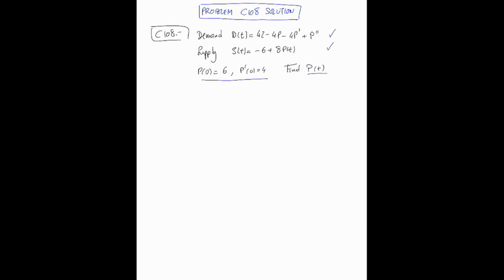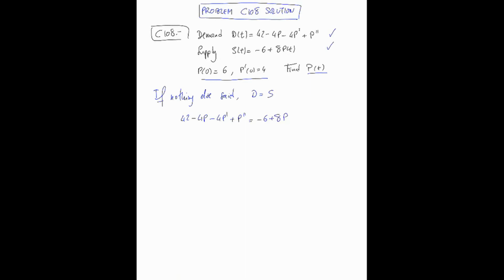How do you do it? As we have no other information, in a perfect market we will always assume, if nothing else is said, that's important, that the demand is equal to the supply. Or 42 minus 4p minus 4p prime plus p double prime equals minus 6 plus 8p.